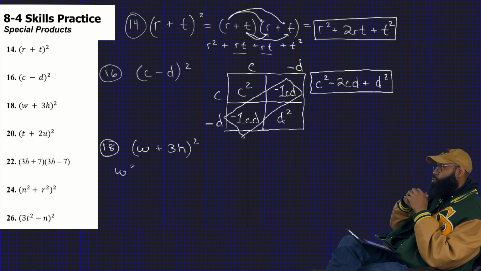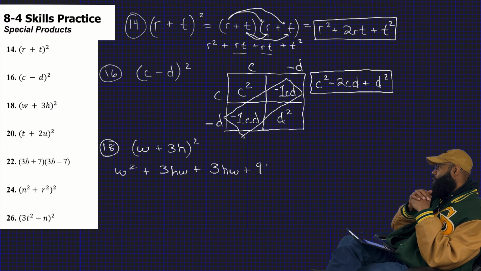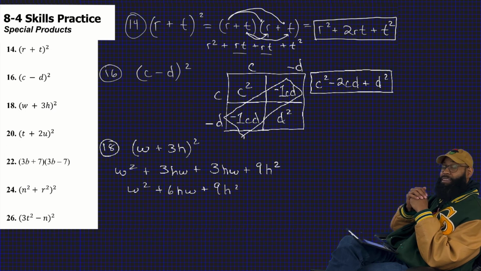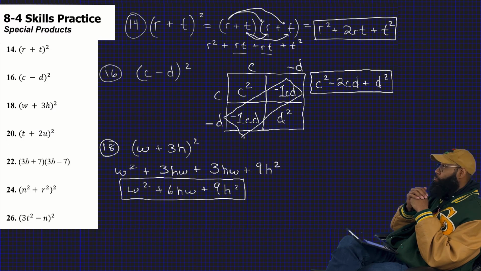I got W squared plus 3HW plus another 3HW plus, of course, 3 times 3 is 9 and H times H is H squared, so 9H squared. Collect those middle terms and you're good. So you notice this time, guys, I didn't even write out the binomial squared. I just went right into it. So same thing with 20 here.